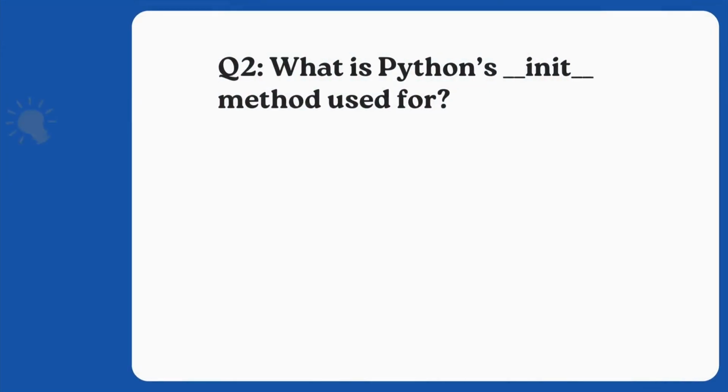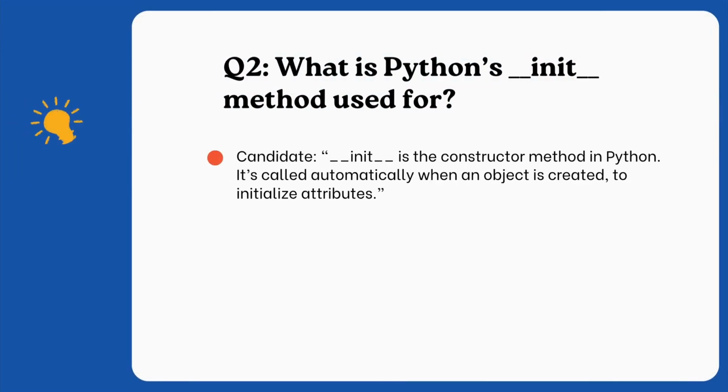What is Python's __init__ method used for? __init__ is the constructor method in Python. It's called automatically when an object is created to initialize attributes.